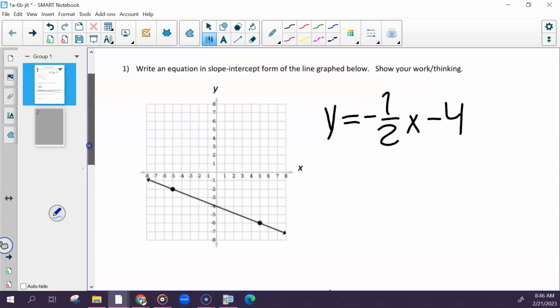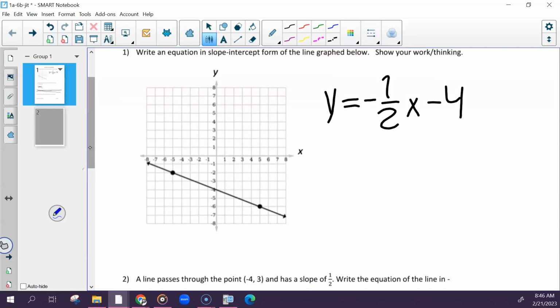So the y-intercept definitely is at -4. If we're counting these points, we're going down 4. 1, 2, 3, 4. Yes. Over 1, 2, 3, 4, 5, 6, 7, 8, 9, 10. It is negative, but it's not 1/2. What is 4/10? Simplify. Great. So if you had that, that was right.